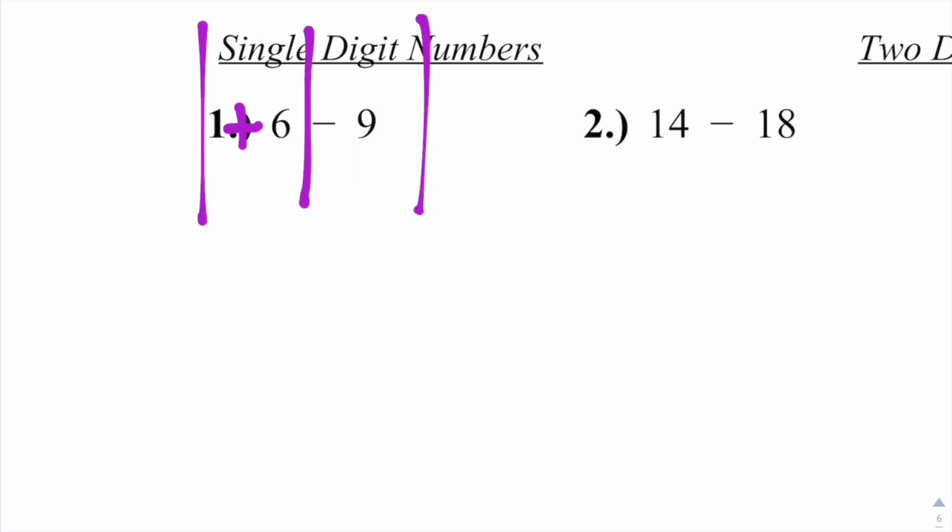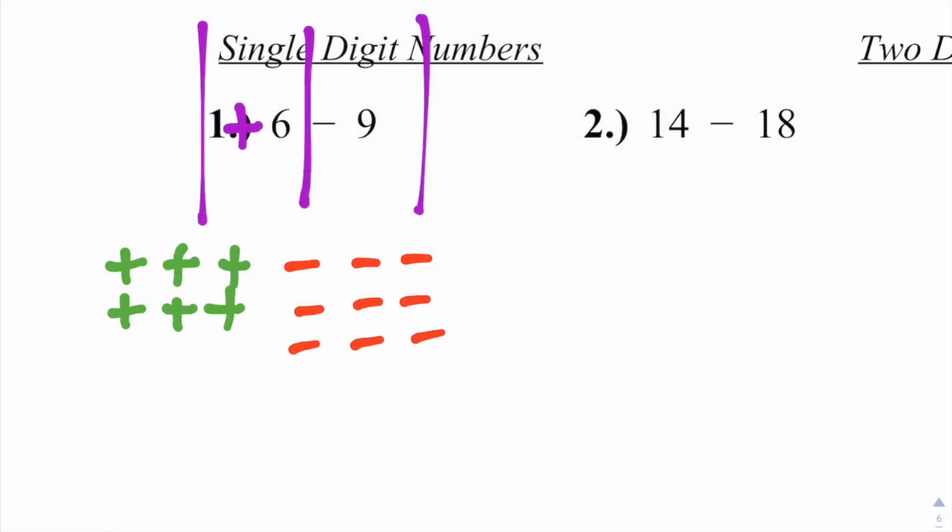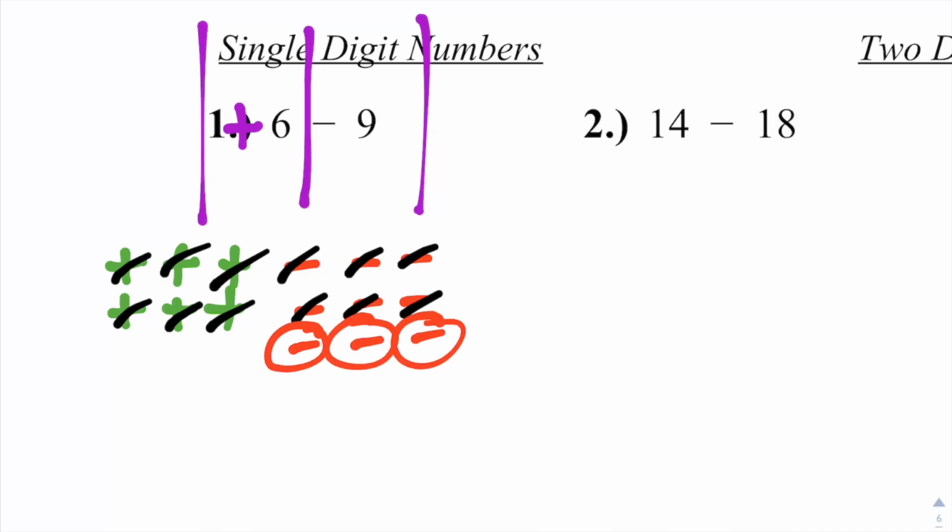If you recall from Tier 1, we can draw a picture to represent this. So here I have 6 positives, 1, 2, 3, 4, 5, 6. And here I have 9 negatives, 1, 2, 3, 4, 5, 6, 7, 8, 9. And if I combine these, this positive takes care of that negative, and I'll do it quickly. We just match positives to negatives, and we see what's left over. What we see is that we have 3 negatives remaining. So 6 minus 9 gives us 3 negatives, so negative 3.